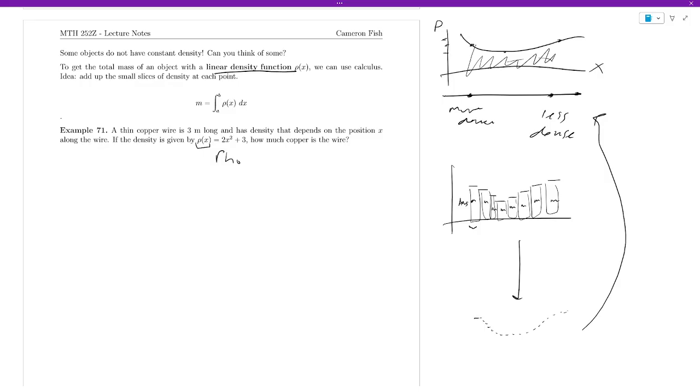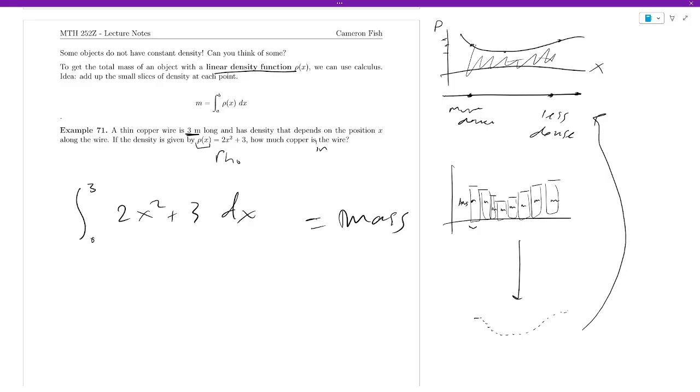So let's read this example. A thin copper wire is 3 meters long, and has a density that depends on the position x along the wire. Okay, that's our situation. If the density is given by this function, rho of x equals 2x plus 3, how much copper is in the wire? So we're given a density function, and we know the length, 3 meters. So from the beginning, 0, up to 3 meters, I'm going to integrate the density function. That's it. That's all you have to do.